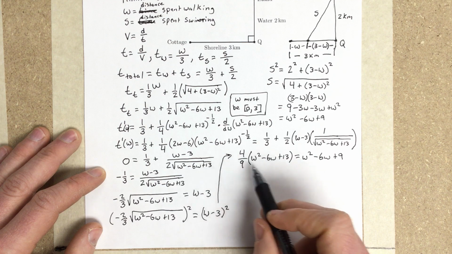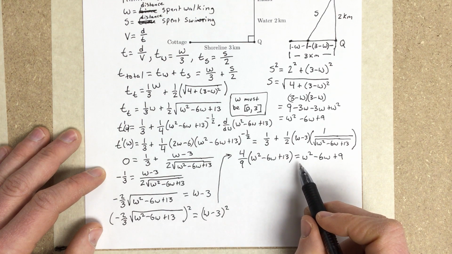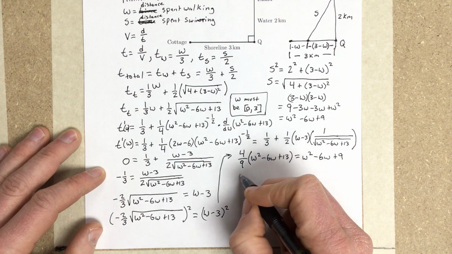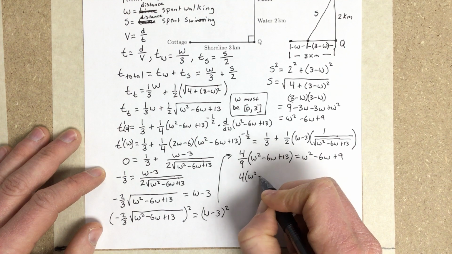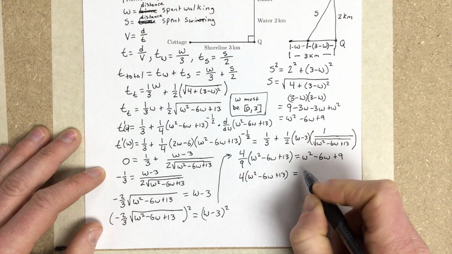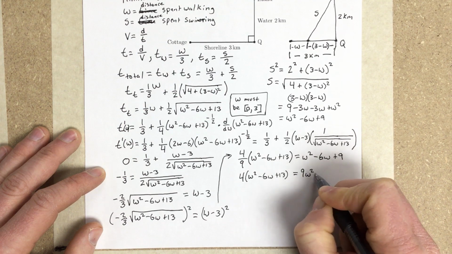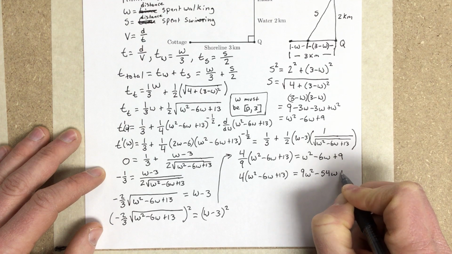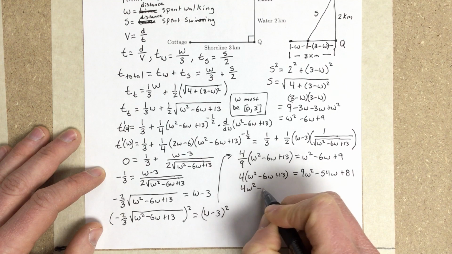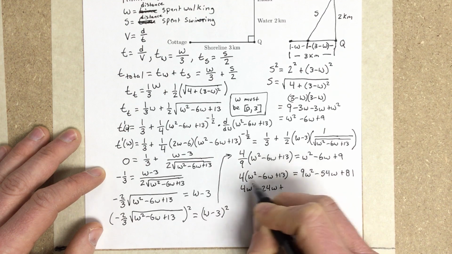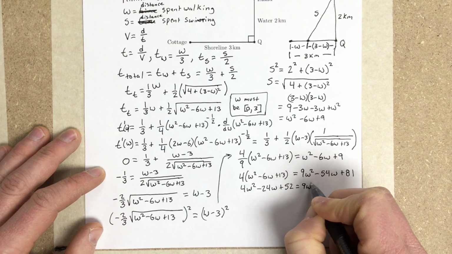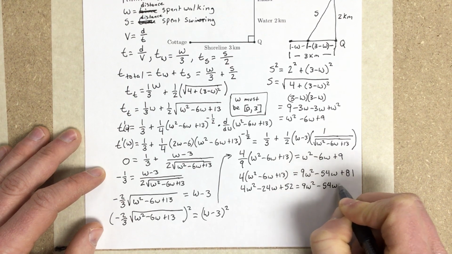Actually, what I'm going to do is multiply everything by 9. So I'm going to multiply this side by 9, and then that'll multiply these 3 pieces by 9. So I end up with 4 times w squared minus 6w plus 13 equals 9w squared minus 54w plus 81. Distribute the 4, I get 4w squared minus 24w plus 4 times 13, which is 52, equals 9w squared minus 54w plus 81.